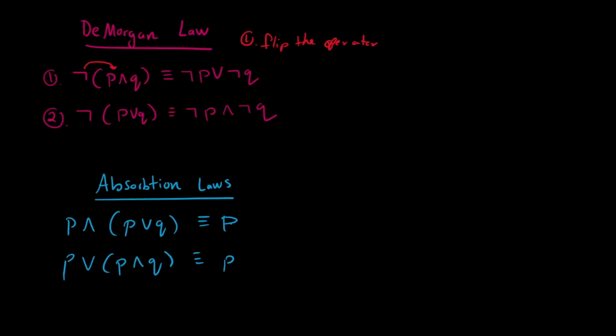We can see it applies for or as well. So if I take the negation of p or q, it becomes a negation of p and the negation of q. So again, we're distributing this negation sign to p and q while we're also flipping our operator. It goes from and to or, and it goes from or to and. So that's how DeMorgan's law works.